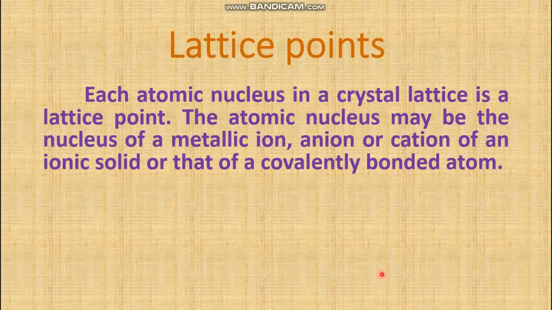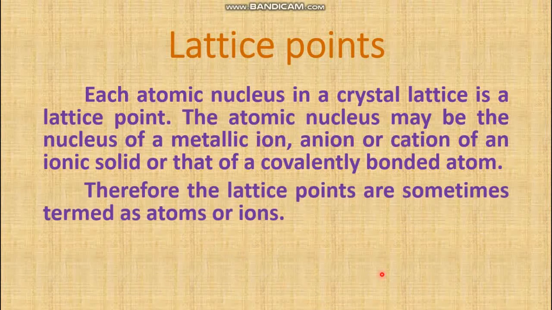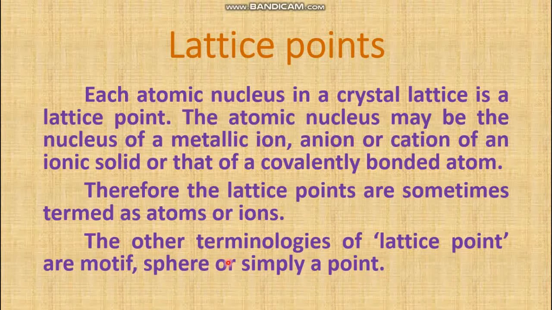But what is common in all of these is that they are made up of nuclei. That means they have some nucleus, and that particular point where the nucleus exists is known as the lattice point. According to the terminology of solid state chemistry, they are sometimes called motifs, spheres or a point. They are definitely atoms or ions. For covalent substances they are atoms, for ionic substances they are ions, but they are also called motifs, spheres or simply a point.